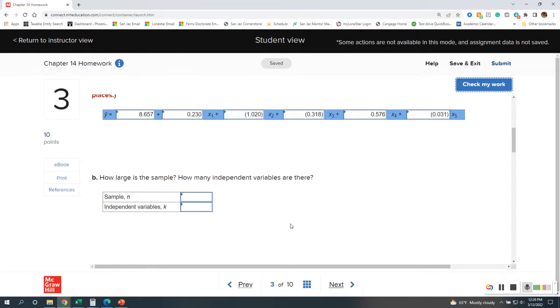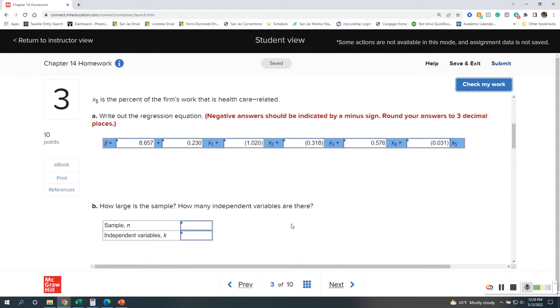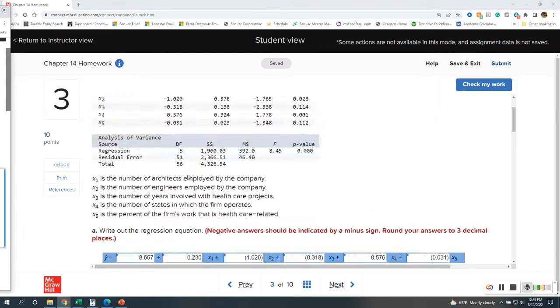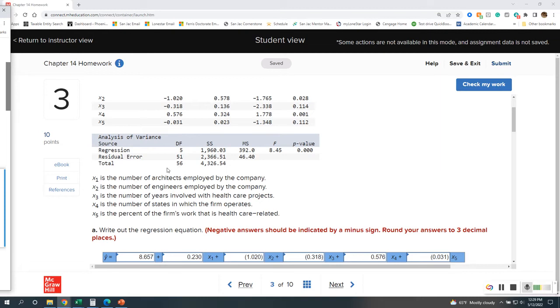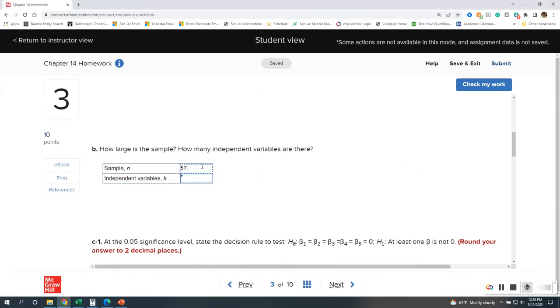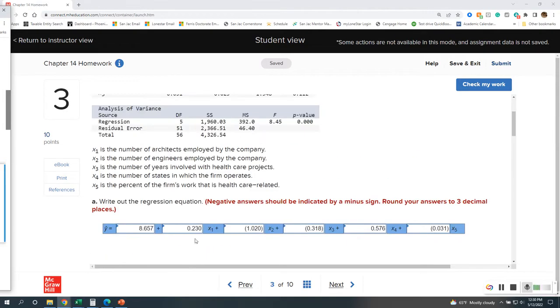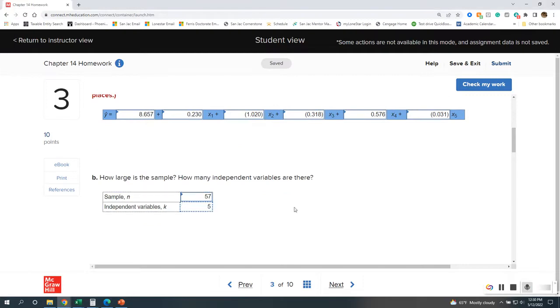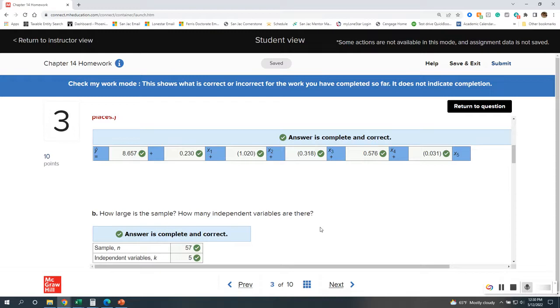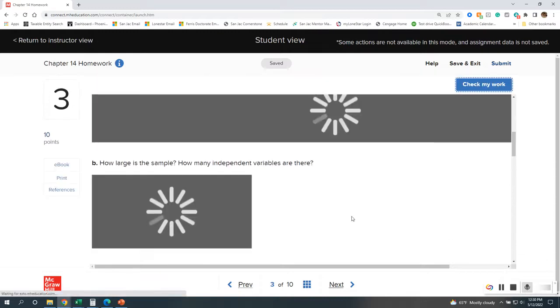How large is the sample? How many independent variables are there? Well, sample from the ANOVA tells me 56, add 1, should be 57. Okay, number of independent variables. There is 5. 1, 2, 3, 4, 5. So I could count, or I could use the regression. It is 5. Check. We're still good. Next.